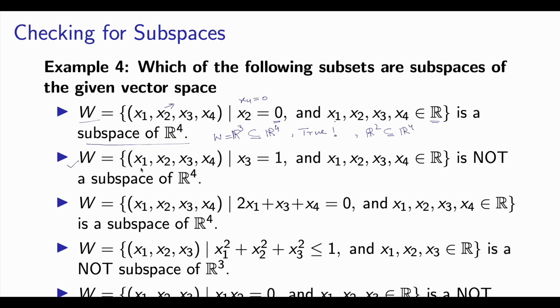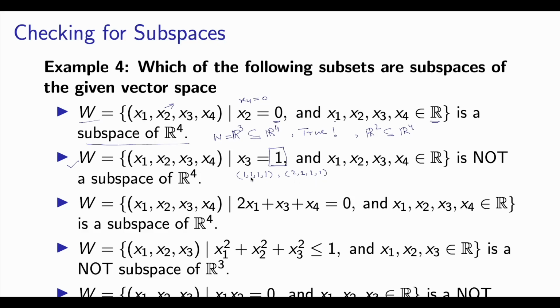Now let us look at the next problem: x1, x2, x3, x4 such that x3 is equal to 1. This one is going to make your life miserable. You see here, the right hand side was 0 before, but with this linear combination, the value is going to be 1. So what happens when you take any two members, let's say 1, 1, 1, 1, and another vector 2, 2, 1, 1, let's say.